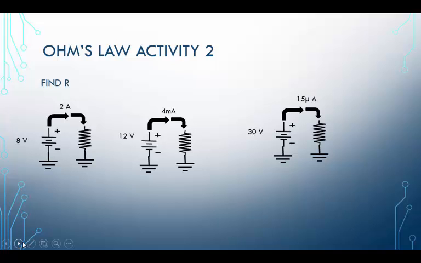Similarly, we could find the resistance in a circuit if we took 8 volts and divided by 2 amps to find that the resistor is in fact 4 ohms, that 12 volts divided by 4 milliamps is 3 kiloohms. Or, as a third example, 30 volts divided by 15 microamps is 2 megaohms.